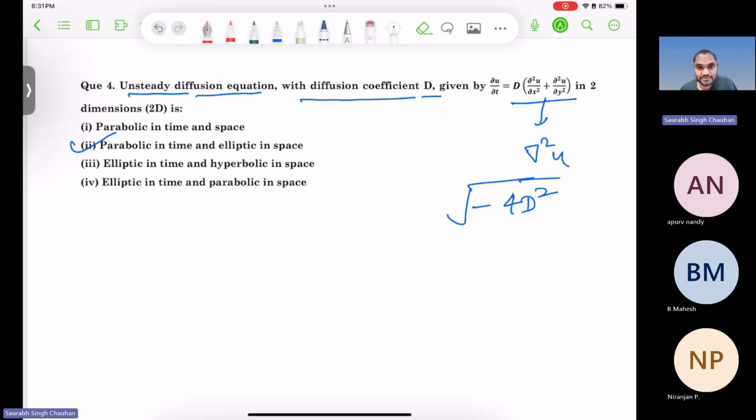In heat transfer, you have studied, no? How do you solve this type of equation? We solve this type of equation using separation of variables. You assume some profile. For example, you assume u is equal to some function of x and some function of time. I'm not writing this as function of y. I am taking only two variables.